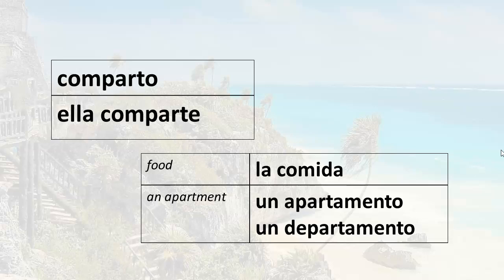So let's put it all together. If I want to say I share food, I would say comparto la comida. I share an apartment, comparto un apartamento, or comparto un departamento. She shares the food, ella comparte la comida. She shares an apartment, ella comparte un apartamento, ella comparte un departamento.